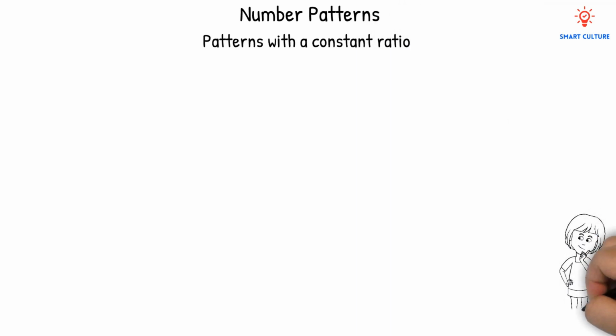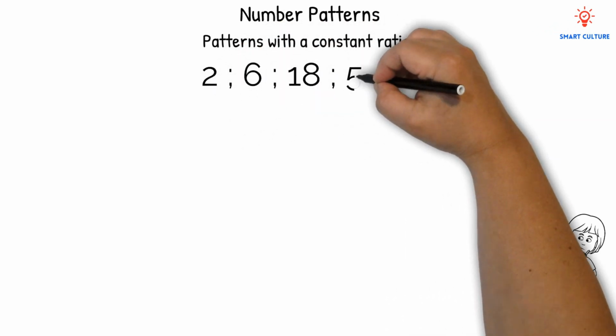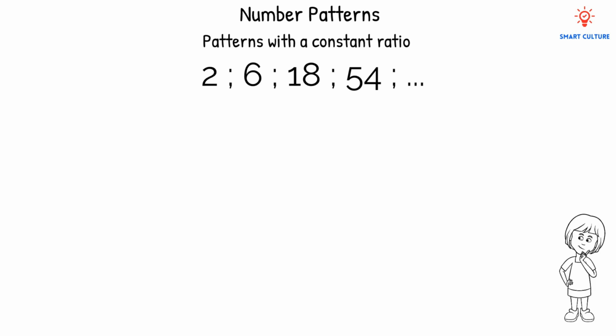Moving on to patterns with a constant ratio. This is when the pattern is either multiplying or dividing. Here we have 2, 6, 18, 54. Let's take term 2, which is 6, divided by term 1, and that gives you an answer of 3. Then we look at term 3 divided by term 2. 18 divided by 6 gives you 3. And the same goes for term 4 divided by term 3. Thus, the constant ratio is multiplying by 3.